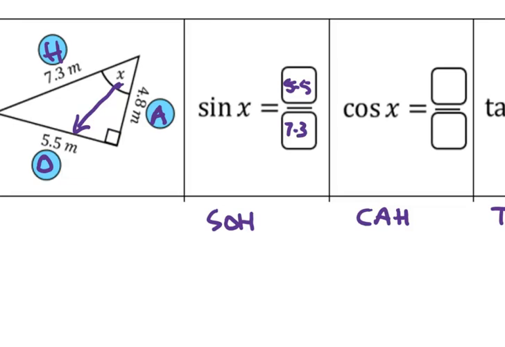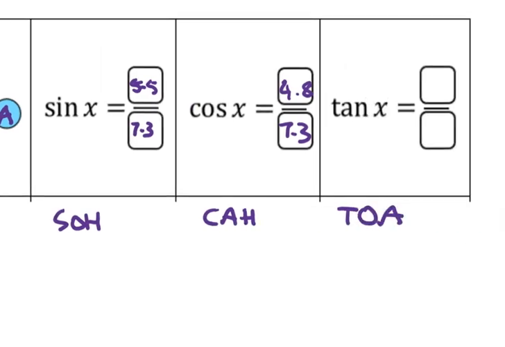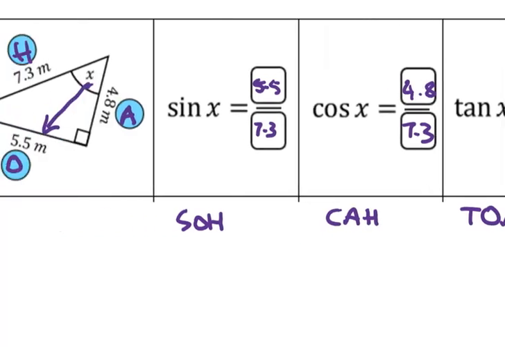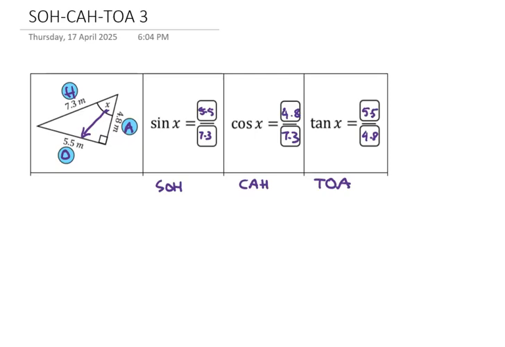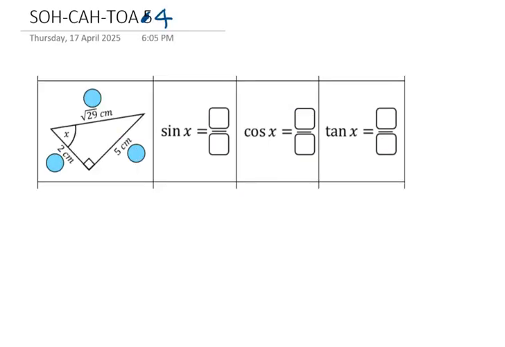Cos of x will be 4.8 over 7.3, and tan of x will be 5.5 over 4.8. So in all of these so far, the only tricky bit is doing the labelling, and that should be starting to feel easy. Okay, let's go on to example 4. Now this time, we've got a square root in here, and I just want you getting used to these for year 11 because we will come across them more.